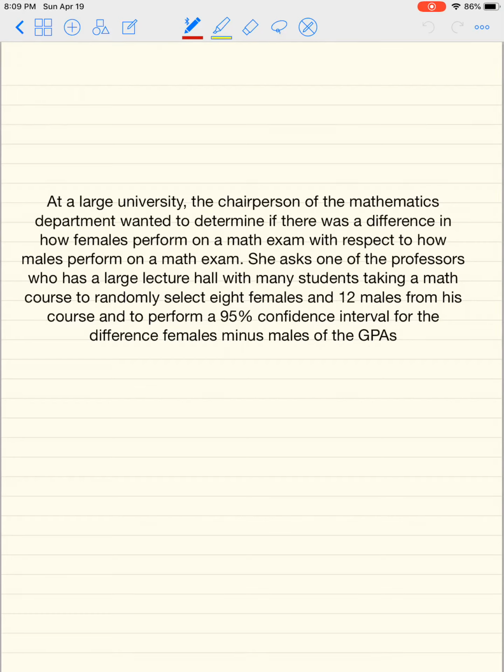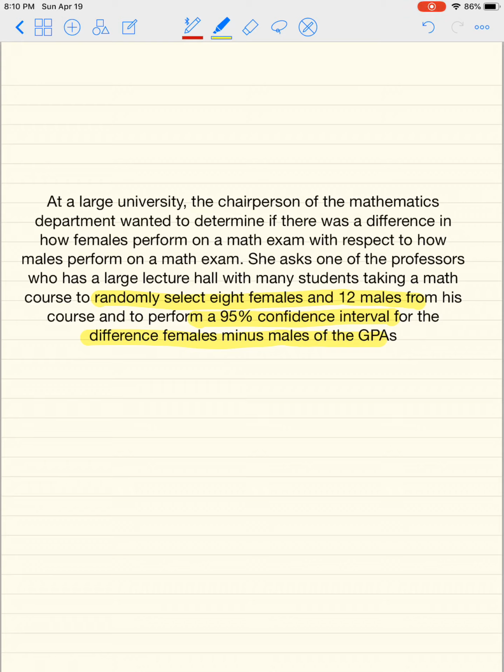Hey guys, at a large university, the chairperson of the mathematics department wanted to determine if there was a difference in how females perform on a math exam with respect to how males perform on a math exam. So it seems like it's going to be two samples. She asks one of the professors, who has a large lecture hall with many students taking a math course, to randomly select 8 females and randomly select 12 males from his course and to perform a 95% confidence interval for the difference, females minus males, of the GPA.